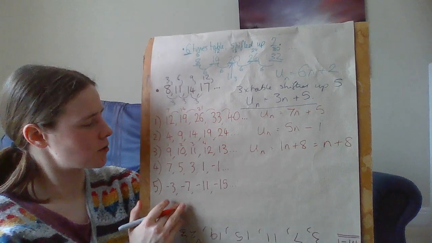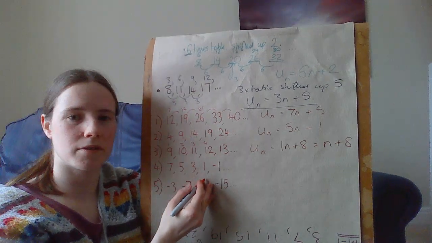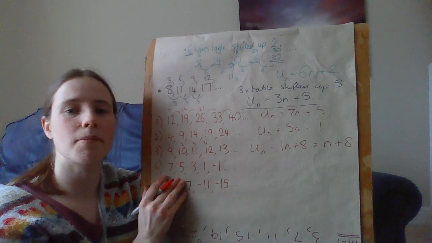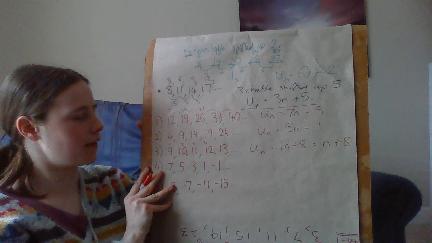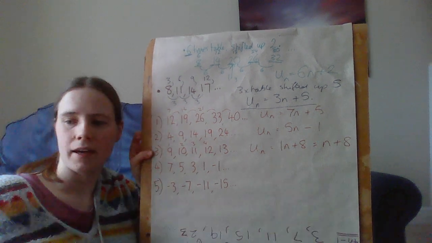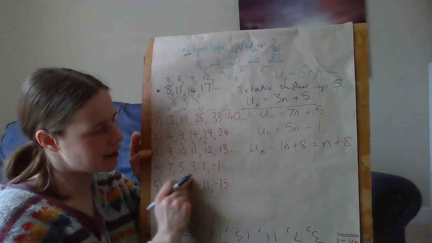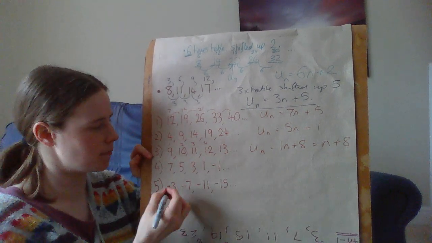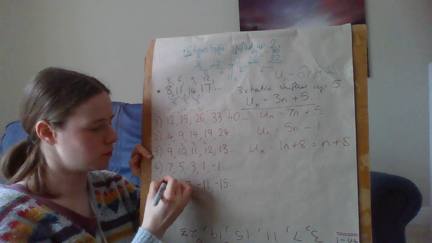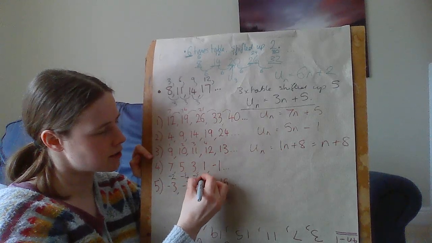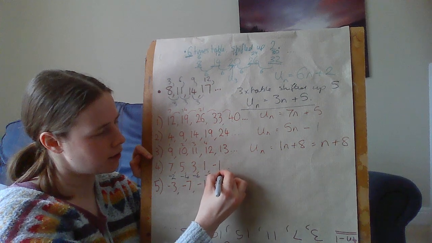Okay. Next one. This one's going downwards. It's going down by 2 each time. So I'm relating this to the minus 2 times table. And again, this is where when it starts to get tricky, it can be really helpful to list the sequence we're thinking about. I'm going to try and list it here, but apologies if you find it hard to see. So the minus 2 times table goes minus 2, minus 4, minus 6, minus 8, minus 10.